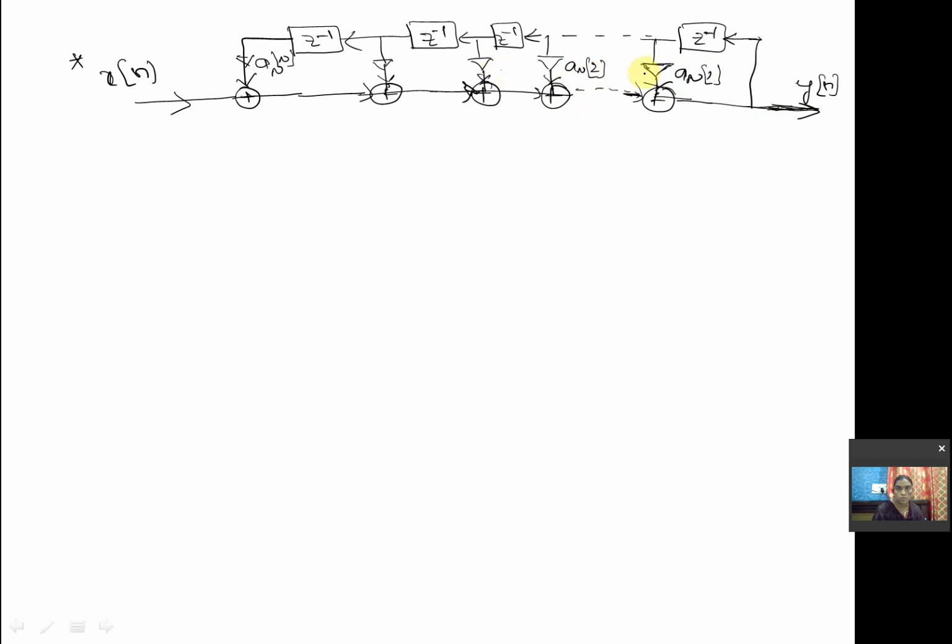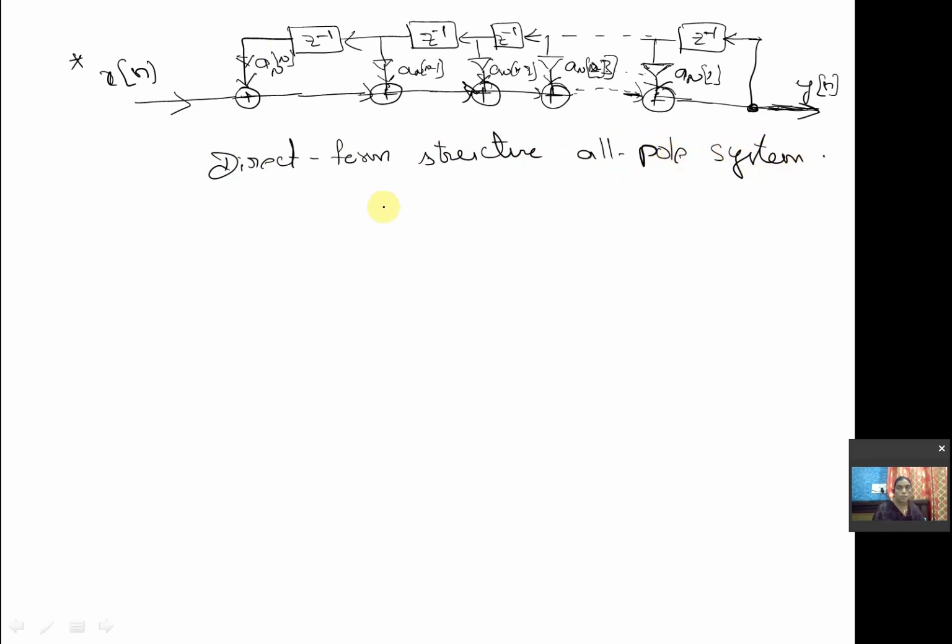Like this. Okay, so in this way, this is nothing but the direct form realization for an all pole system.